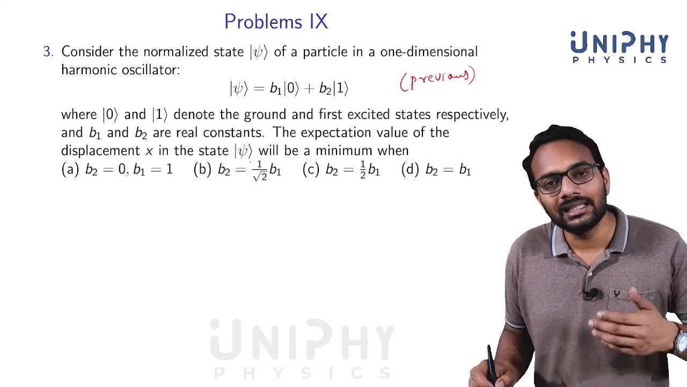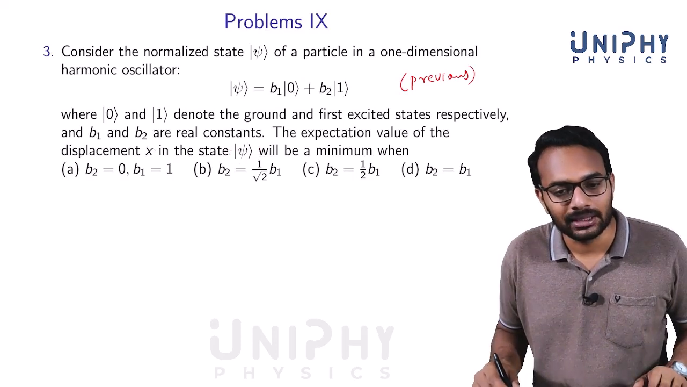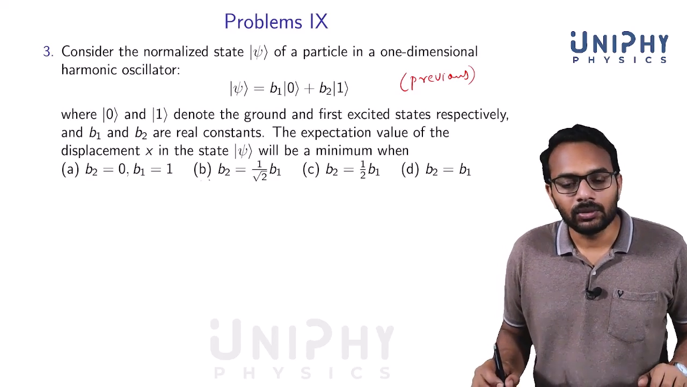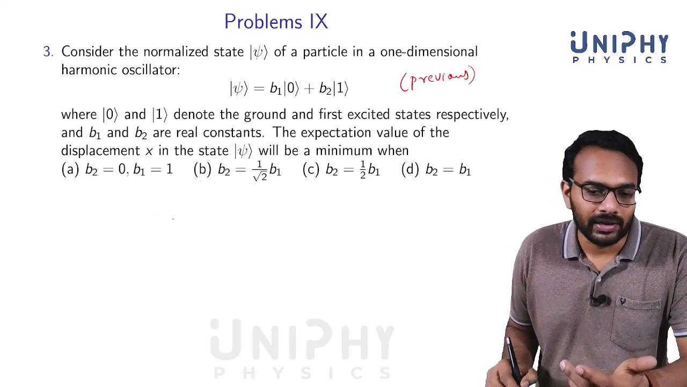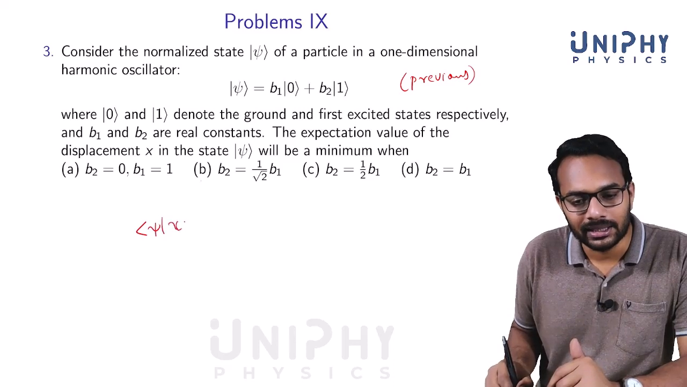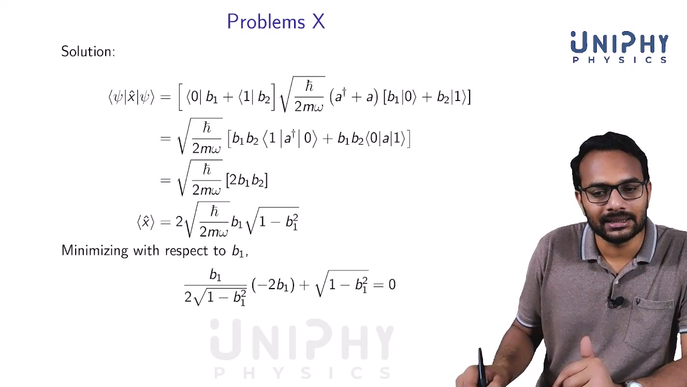All right, what's the condition for the expectation value of x in this state to be minimum? We start by finding the expectation value of x in this state, that is, <psi|x|psi>, and we know how to do this. We have already done these things.